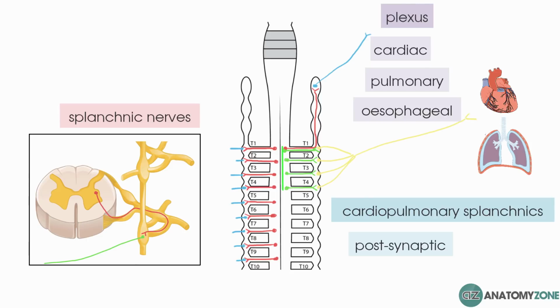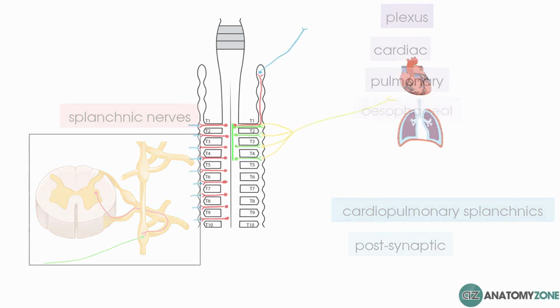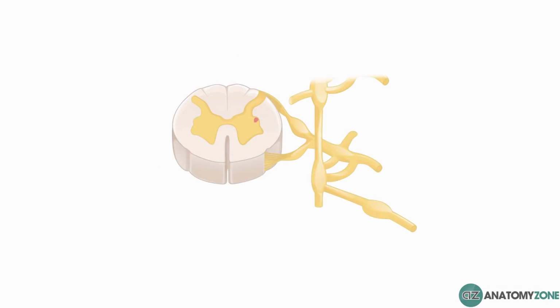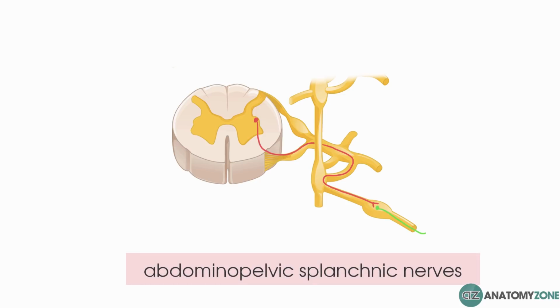Now we will take a look at the case where the preganglionic fibre doesn't synapse in the sympathetic trunk at all. Instead it passes straight through it and forms a synapse in a peripheral ganglion. Again, these autonomic neurons are not travelling in spinal nerves, so they are known as splanchnic nerves. These splanchnic nerves supply the abdominal and pelvic viscera, and are known as abdominopelvic splanchnic nerves.